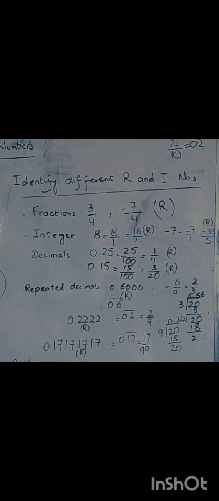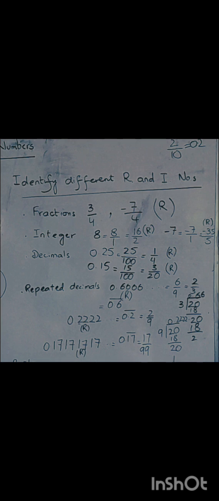Moving on to decimals. There are decimals like 0.25 or 0.15. We can write them in the form of fractions, 1 by 4 or 3 by 20. So they are rational. Repeated decimals can be written in the form of fractions, as you can see on screen. I have given a few examples. 0.1717 is 17 by 99, and so are the other two examples.